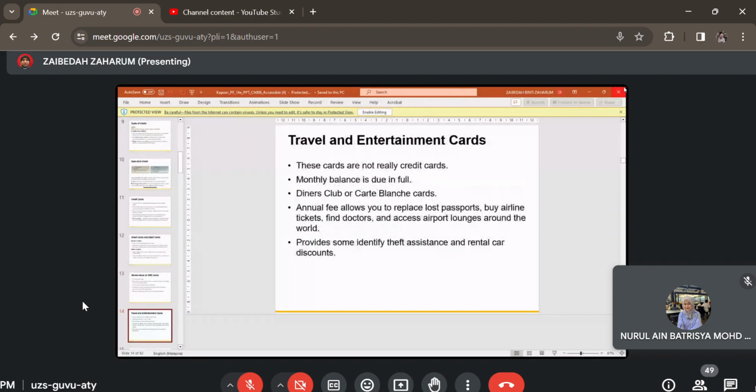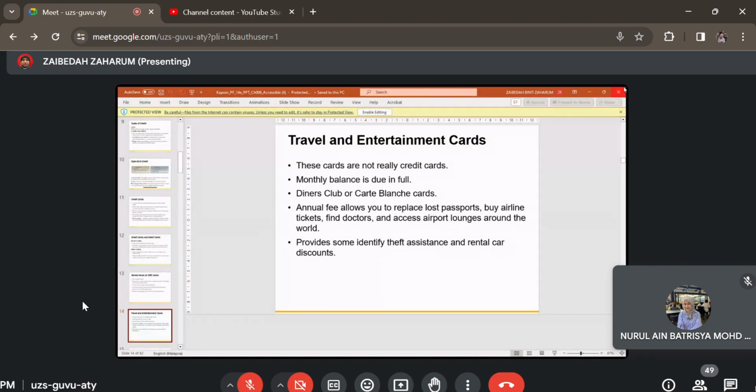Okay, the next travel and entertainment card. Okay, these cards are not really credit cards. Okay, and then kat sini monthly balance is due in full. Selalunya travel entertainment card ni selalu mostly kita sebut macam charge card. Okay, sebab charge card ni tadi selalunya bila kita guna, kita kena bayarlah whatever balance tadi full. Kita tak boleh bayar sikit-sikit. Macam credit card tadi, kita boleh bayar sikit-sikit. Tapi macam charge card ataupun kita sebut travel entertainment card ni tadi, selalunya bila kita dah guna, okay, dapat statement, kita kena bayar full.